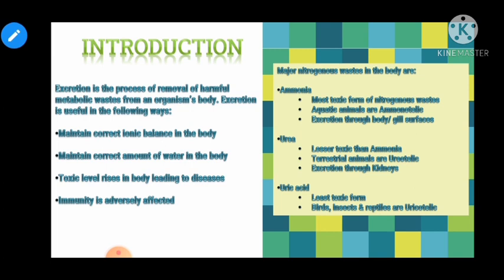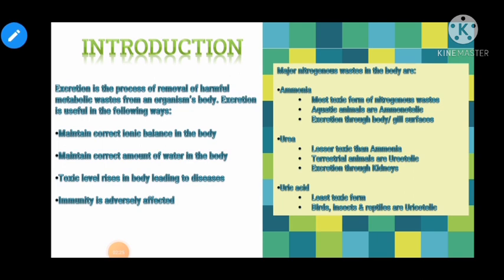Now talking about the major nitrogenous wastes of our body, ammonia, urea and uric acid are the major forms of nitrogenous waste which are excreted by animals. Children, ammonia is the most toxic form and requires a large amount of water for its elimination, whereas uric acid, being the least toxic, can be removed with a minimum loss of water.